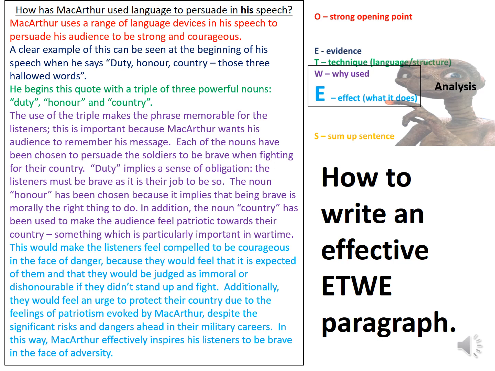Additionally, they would feel an urge to protect their country due to the feelings of patriotism evoked by MacArthur, despite the significant risks and dangers ahead in their military careers. In this way, MacArthur effectively inspires his listeners to be brave in the face of adversity. So notice again, I'm being really detailed here. I'm using the word because to develop my explanation, to demonstrate that I really understand the effect. And this should be one of the most detailed parts of my analysis. So when you're writing your ETW paragraphs, make sure that your why used and the effect section of your paragraph is as detailed as possible.